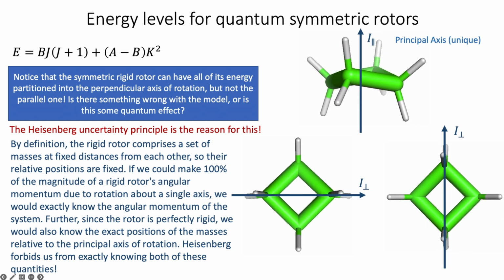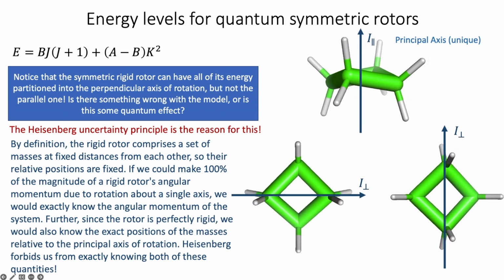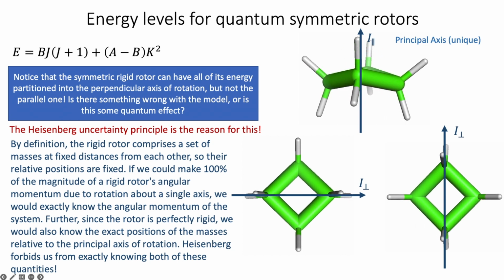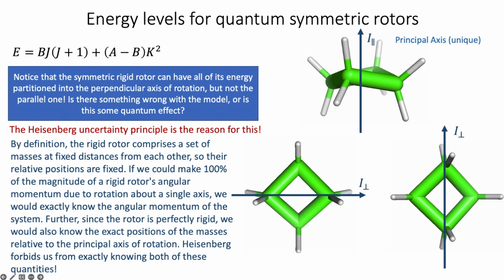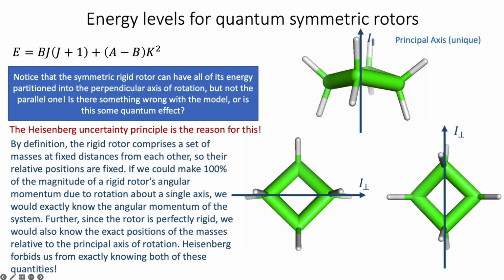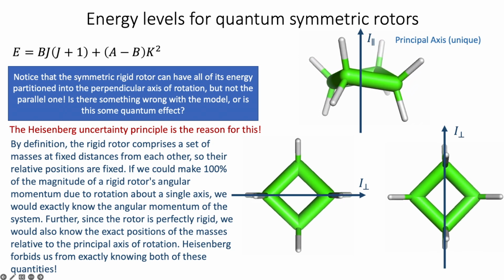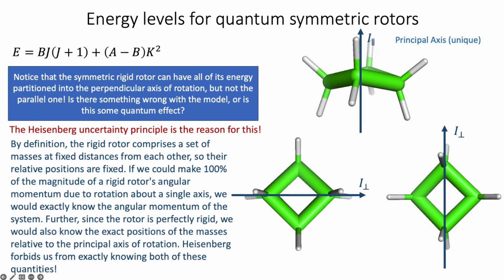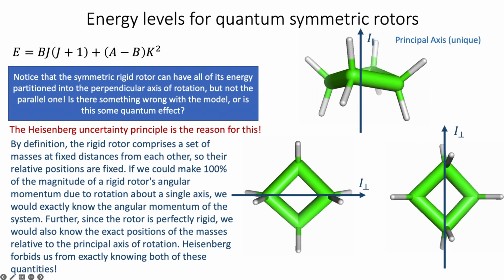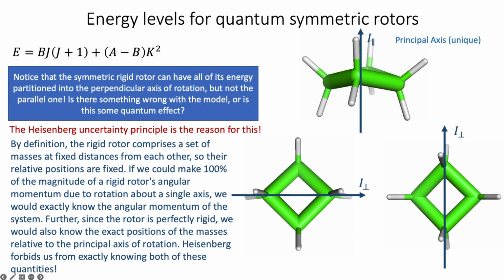If that were true, well then we would have to know exactly the angular momentum, right? Because that's only one axis. We know exactly what the angular momentum is along that axis. We also know the positions of the masses, right? If you think about this, if this rotor is perfectly rigid, the positions of the masses relative to that axis of rotation would not change at all if they're rotating about this single axis. So therefore, Heisenberg forbids us from exactly knowing both of these quantities, right? You can't know the position and the momentum to exact precision. You can't know that perfectly.